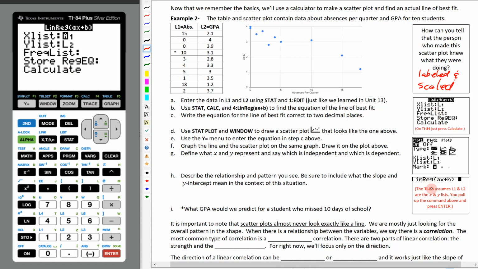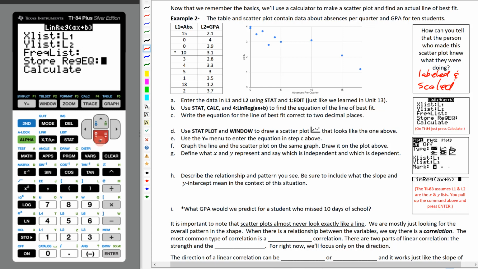If it's an 83 or some other calculator that's not quite as advanced as this, all you do is pull that up, and then on the home screen it'll have something. It'll say LinReg, and then parentheses ax plus b. So we've got that on our screen right here on the 84. By default, it assumes that you're using L1 and L2. So all you have to do is just hit enter on that one once it's on your screen.